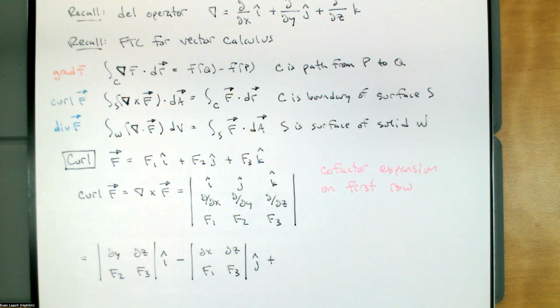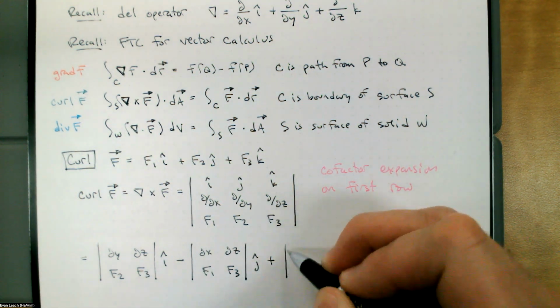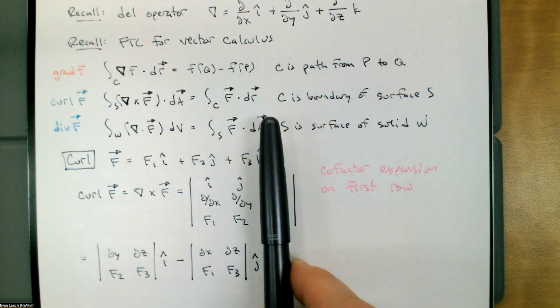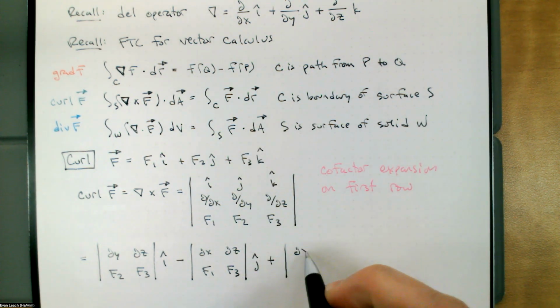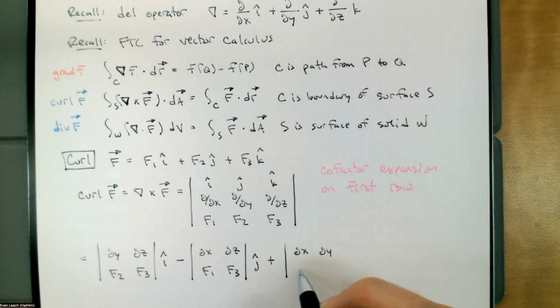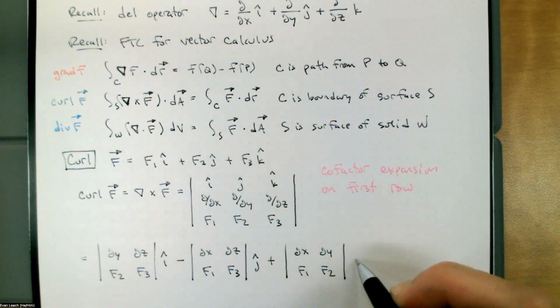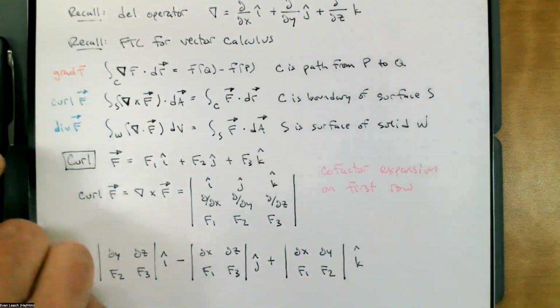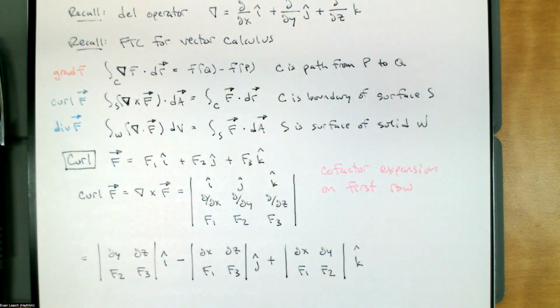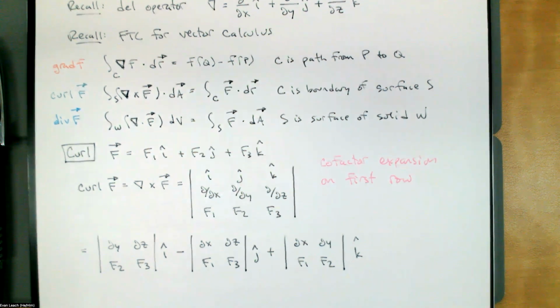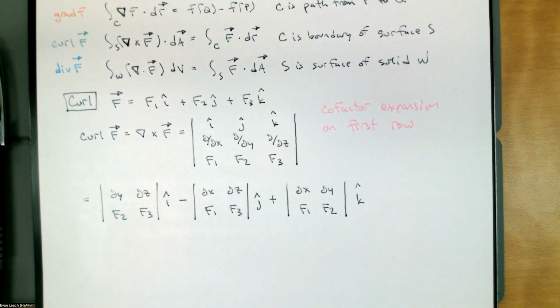Then we're alternating signs, so I'll switch back to plus and write the cofactor for the first row, third column, which will be partial x, partial y, F1, F2. And once again, I'm going to abbreviate to conserve vertical space. So now we'll find the components i, j, and k by calculating these determinants.